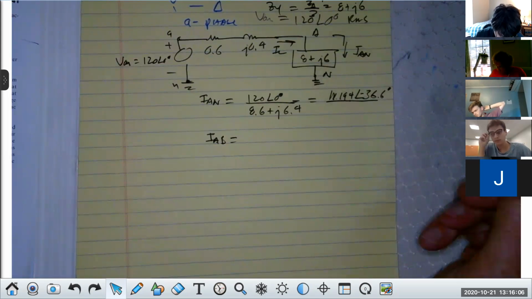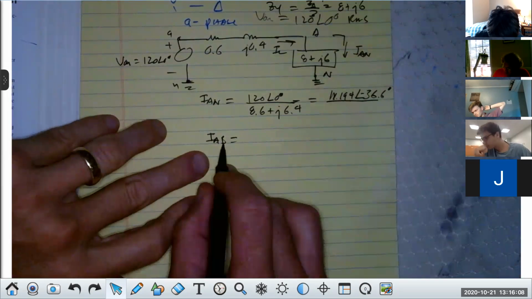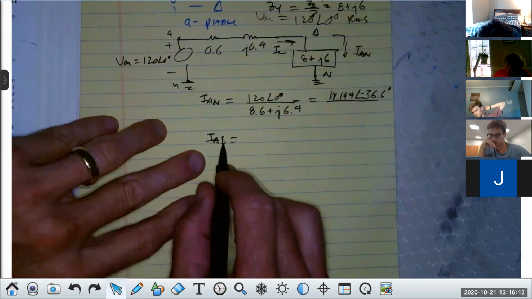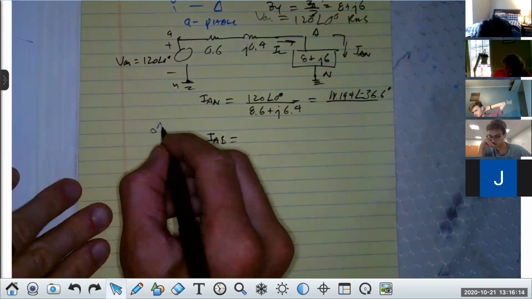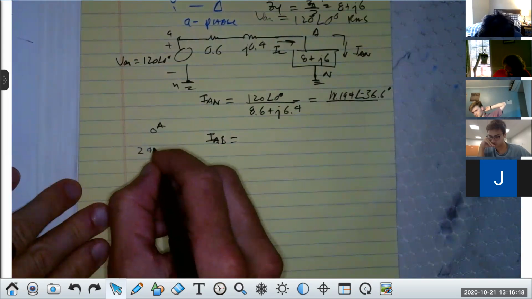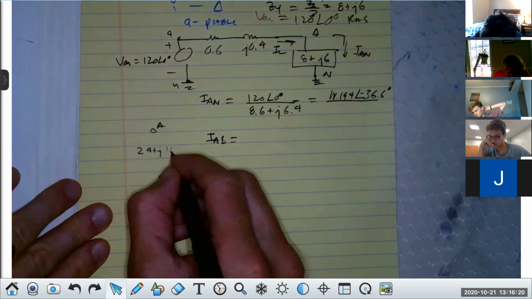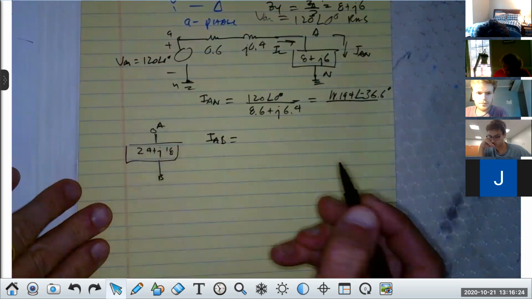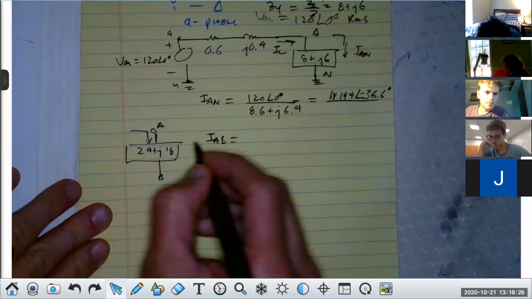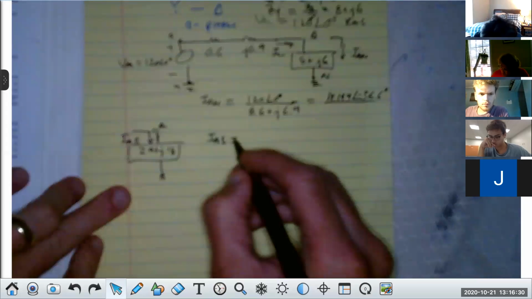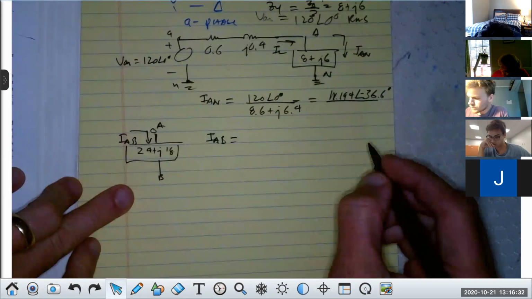Thank you. Yes. If that's it and I want IAB, now that is the current in the delta load. All right, if this was capital A and this was capital B, our delta load would be 24 plus J18. Right? I'm just taking this out right off the picture. This current here would be I, capital A, capital B. What you would do is take the magnitude of this and divide it by square root of 3.